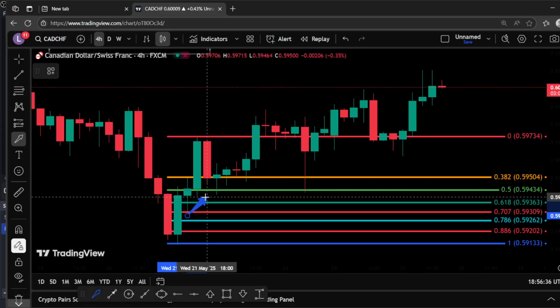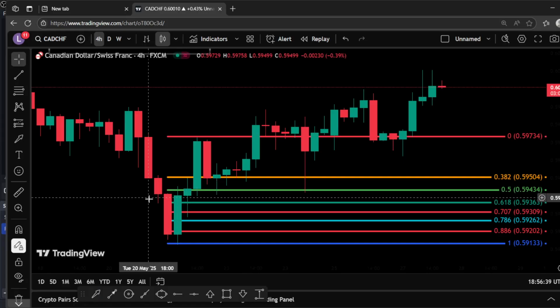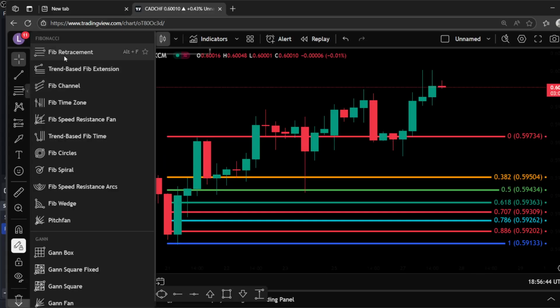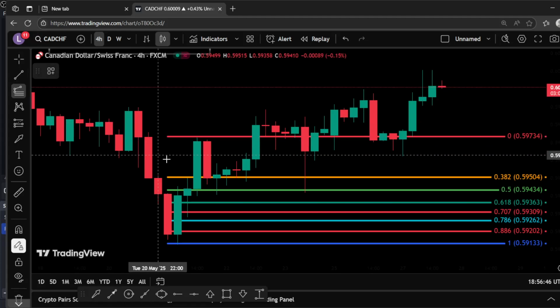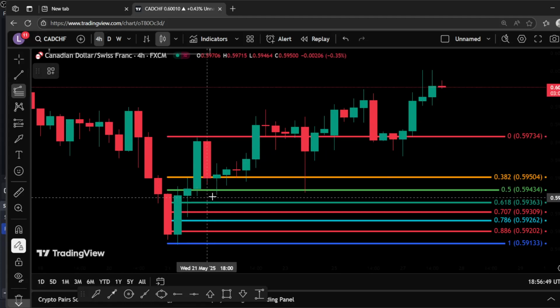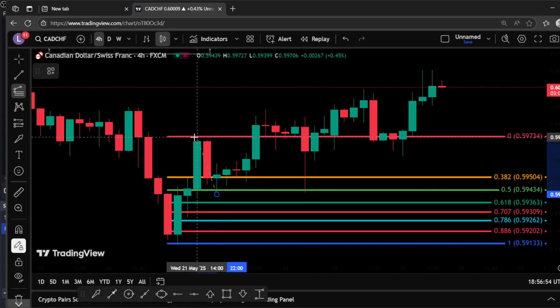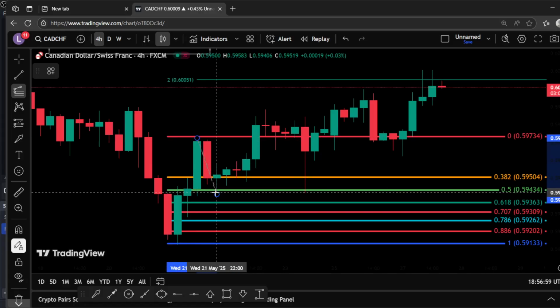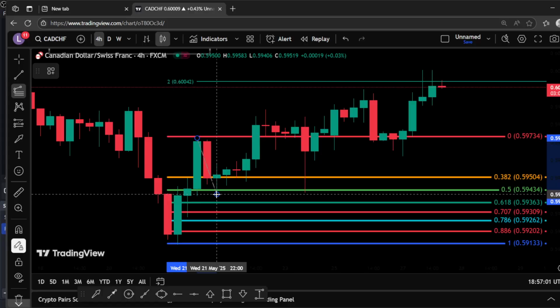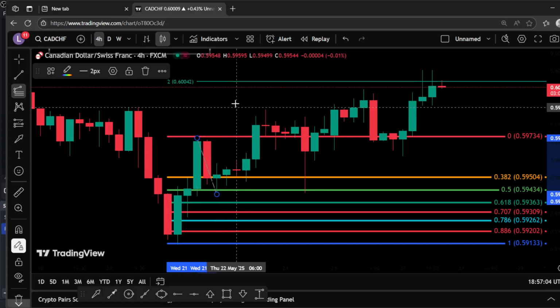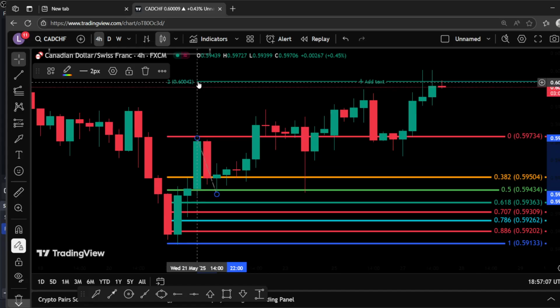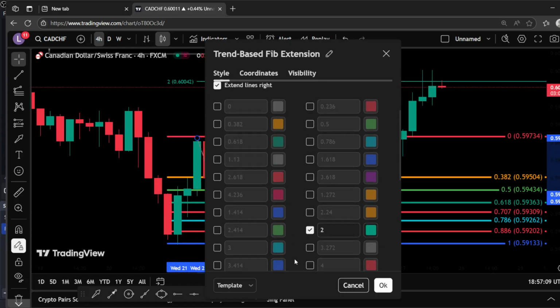So what you need to do is measure using the fib extension now, from the bottom of the retracement, the retracement low, back to the start of the retracement. So the fib number that you need is 2, because that is the reciprocal number for 0.5.